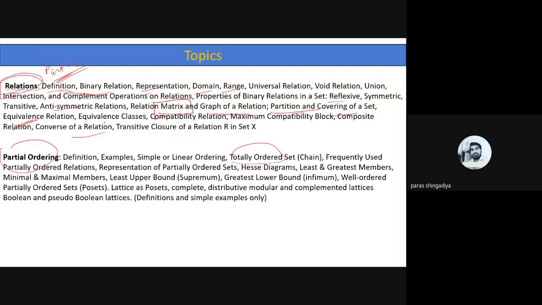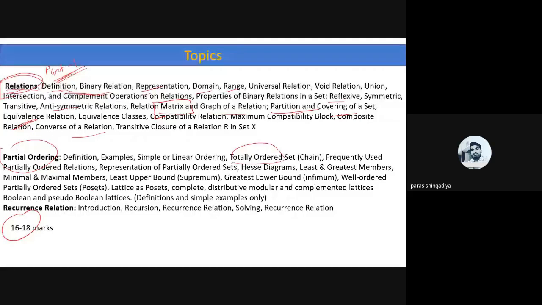In the GTU final exam, the weightage of this unit is 16 to 18 marks. Out of 70, 16 to 18 marks will be covered from this unit.